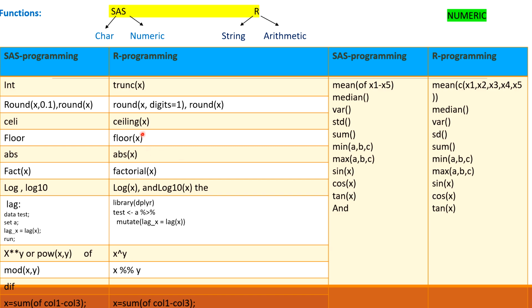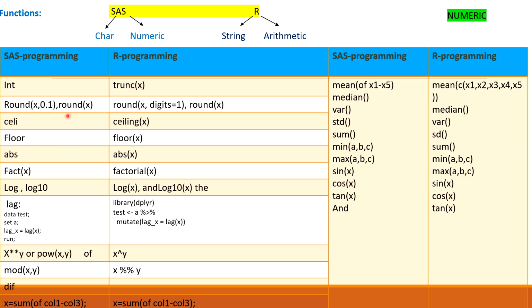So here, functions. We'll discuss numeric functions in SAS as well as R programming. In SAS programming, the INT numeric function will get the integer values. In the same way, R programming also, to get the integer values, will use trunc.